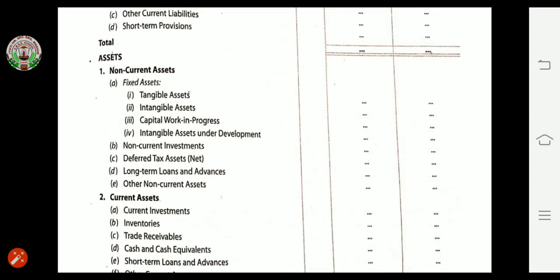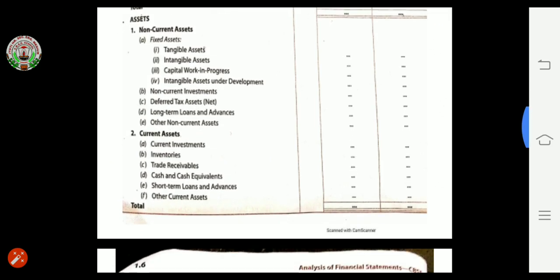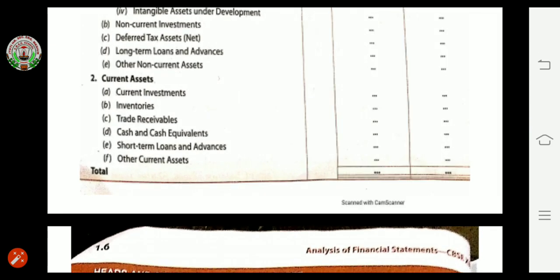Down below we have assets: non-current assets, fixed assets, non-current investments, deferred tax assets, long-term loans and advances, other non-current assets. Below that we have current assets, current investments, inventories, trade receivables, cash and cash equivalents, short-term loans and advances, other current assets. And down below we have the total. One thing we have to keep in mind is that the total of equity and liabilities should match the total of assets, for both years.